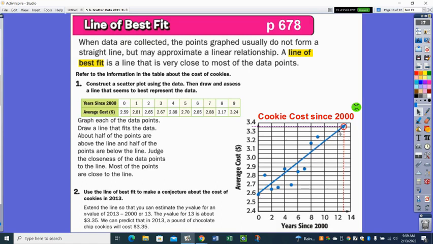Once you've drawn your trend line in, you can now use it to make a prediction. So what's going to happen in 2013? Well, there's 2012, 2013. I'm going to come up, I'm going to hit my trend line, I'm going to go over, and it looks like $3.35 per box.